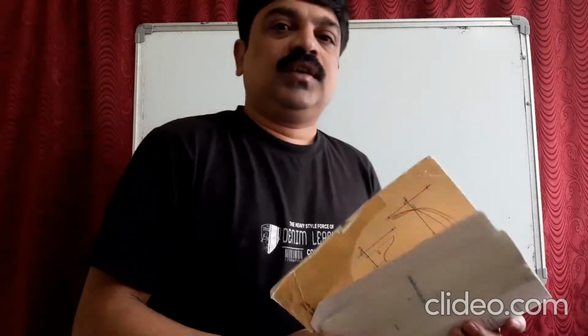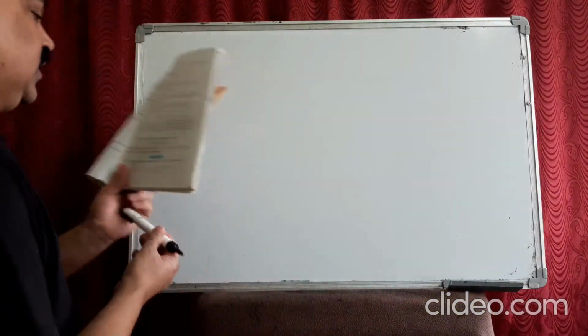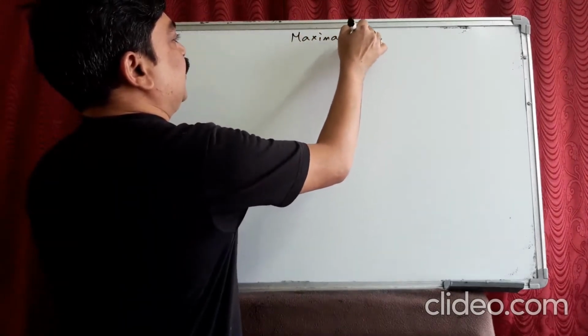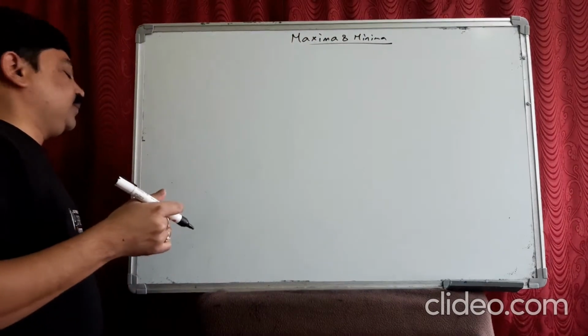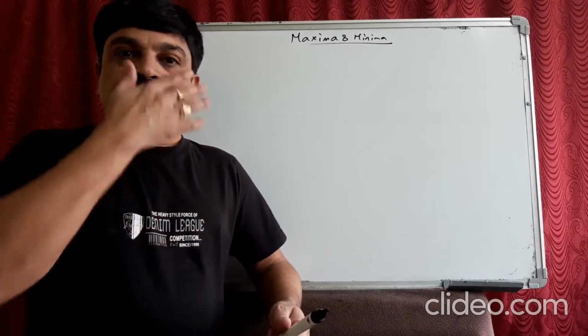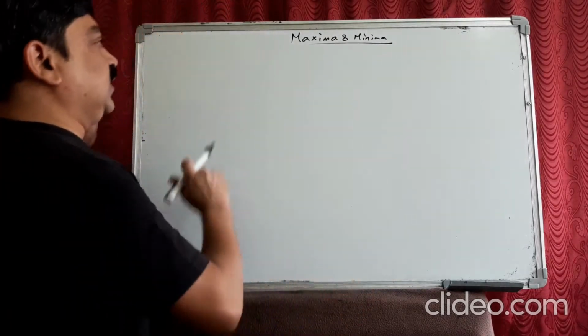Hi students, in this video I am going to explain the problems of exercise 6.5 of application of derivatives. This is of maxima and minima. So there are different things in maxima and minima. Some functions we can find maxima and minima directly. For some functions there is a process to find maxima and minima. What is the process? I'll tell you first.